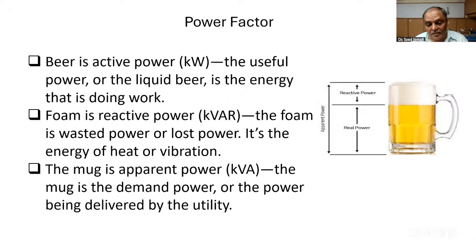This lost power, where does it go? Power cannot be destroyed. Energy can never be destroyed. So it becomes heat or vibration. And that's how your motors, everything becomes hot, or a lot of vibration happens. This is one of the reasons.